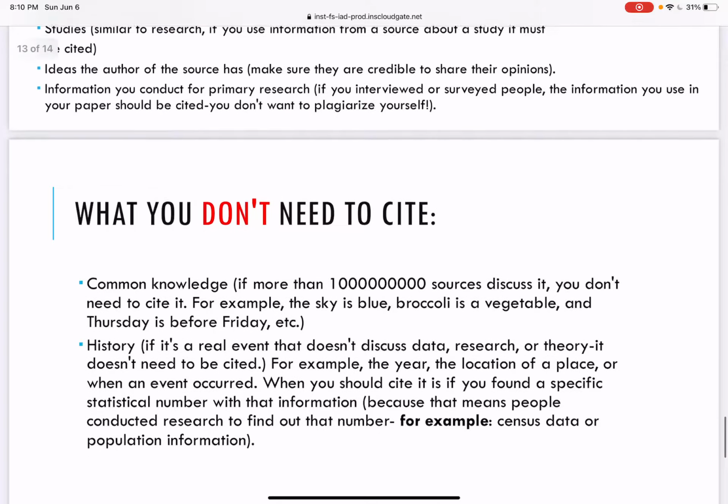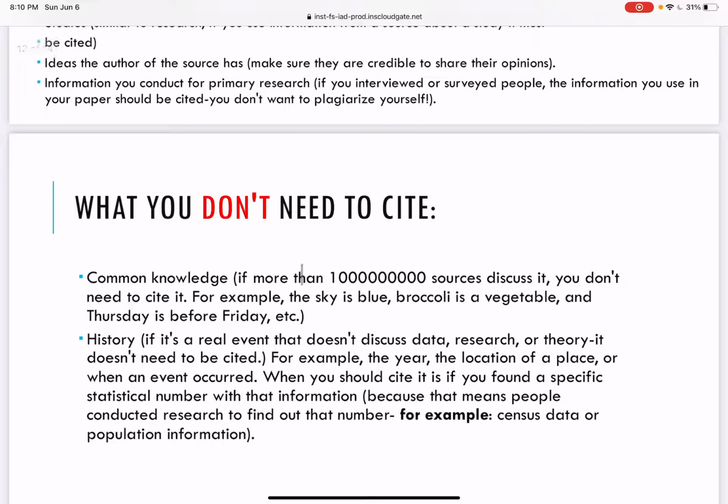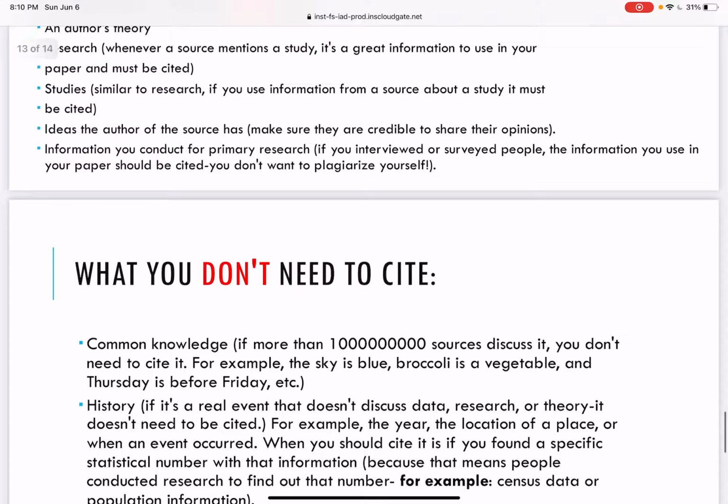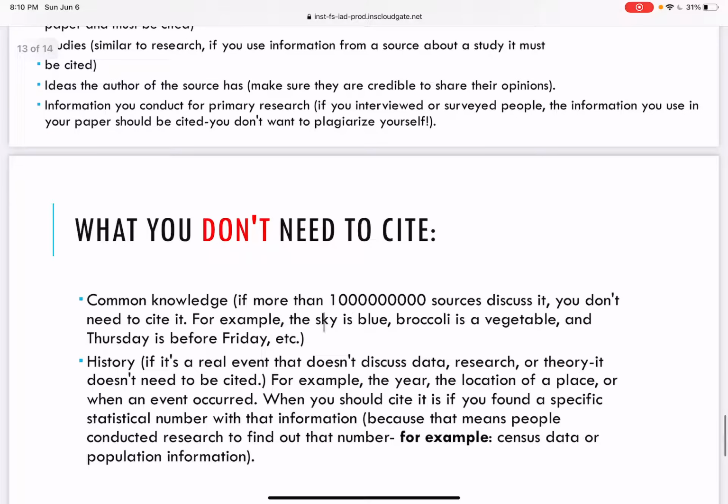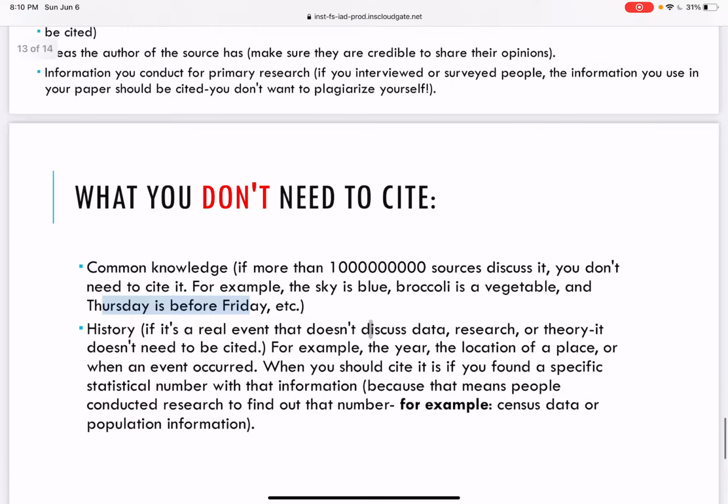What you don't need to cite: common knowledge. If it's on more than a billion sources and websites have it, then you don't need to cite it. What I mean by that is the sky is blue, broccoli is a vegetable, Thursday comes before Friday. Those are all facts. They're true. It's been proven. You don't need to cite that.